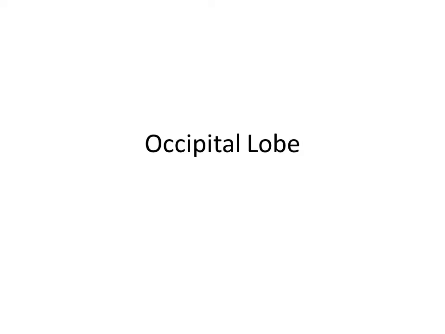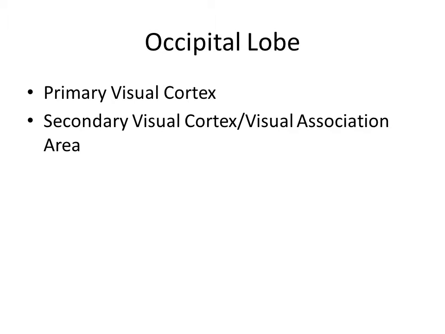This is the third part of our discussion of the cerebral cortex. In part 3, we're going to focus on the occipital lobe. The occipital lobe is the location of the primary visual cortex and the secondary visual cortex and the start of the visual association area.